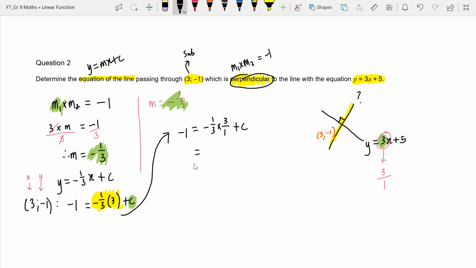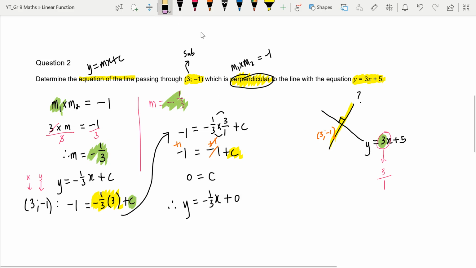And I mean, most of you just put that into your calculator from the get-go, which is perfectly fine. And that would give us -3/3, which is just -1, plus c. We want c by itself. So in order to get that by itself, I'm going to say +1 on the right-hand side because then they cancel out as long as I do it on the other side. So what we're left with is a c on the right-hand side and a 0 on the left-hand side. So our c value is 0. So our line's equation is y is equal to -1/3 x plus our y-intercept of 0. So we don't have to write that one down.